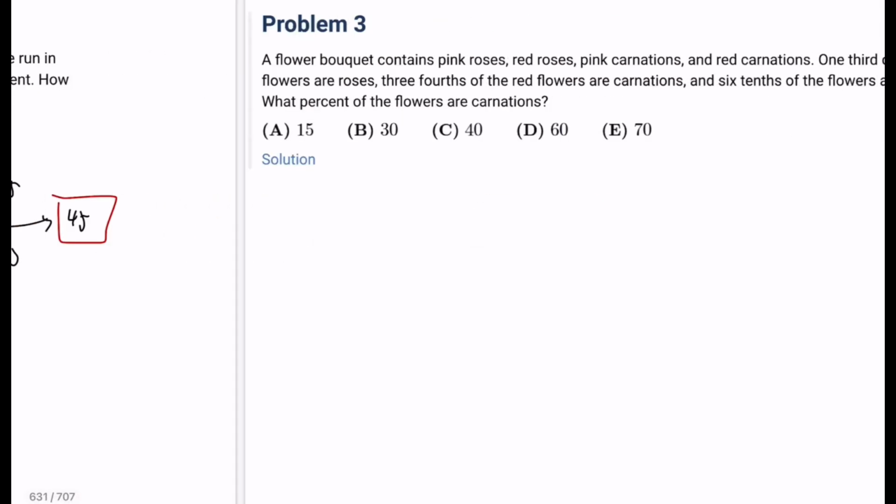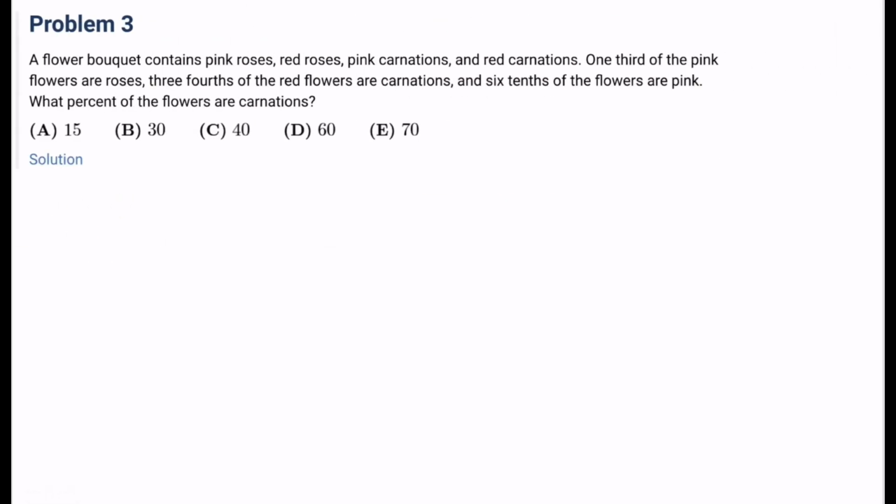It's C. Number 3: a flower bouquet contains pink roses, red roses, pink carnations, and red carnations. 1/3 of the pink flowers are roses, 3/4 of the red flowers are carnations, and 6/10 of the flowers are pink. What percent of the flowers are carnations?